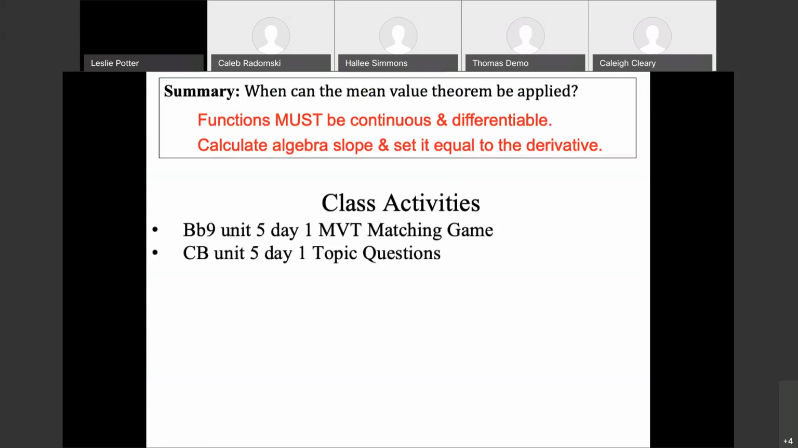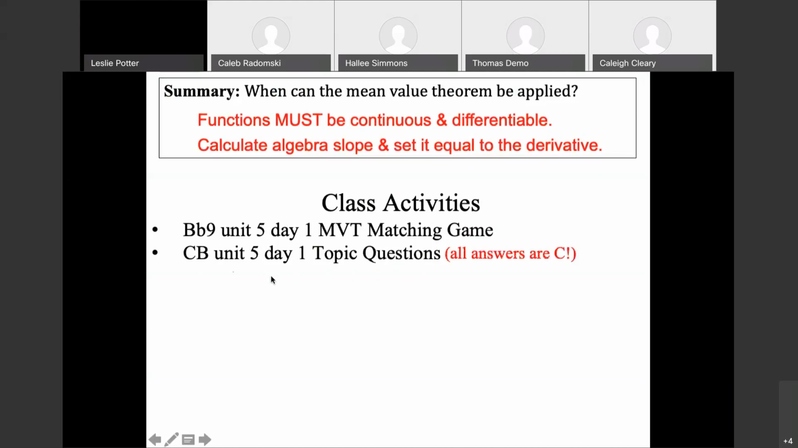So you've got two activities. If you get into Blackboard, I have a mean value theorem matching game where it gives you a function and then a description, and you have to match them together. And then if you log into College Board, there's guided practice. These I would typically print out for you, but instead, I'm just going to direct you to the College Board site so that you can take them. It's a little more interactive.